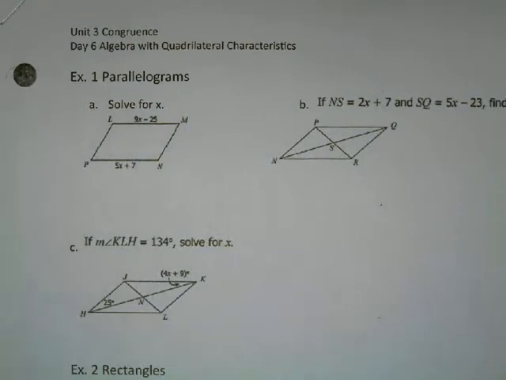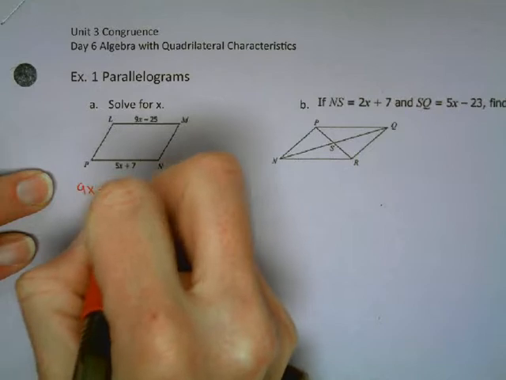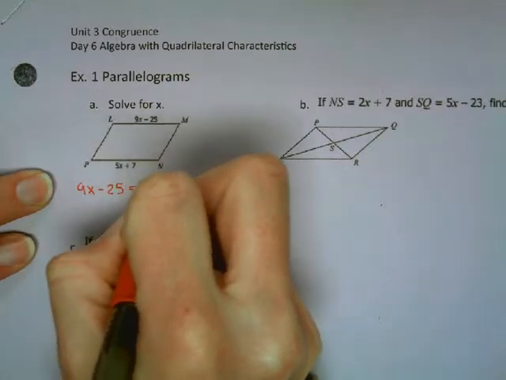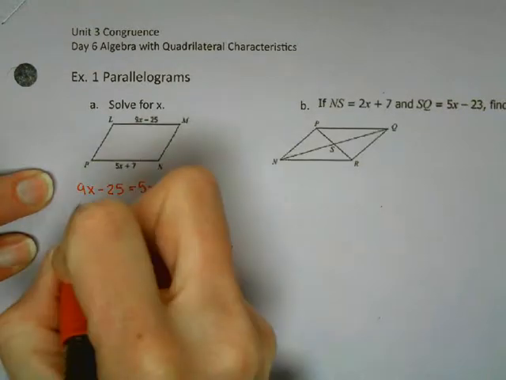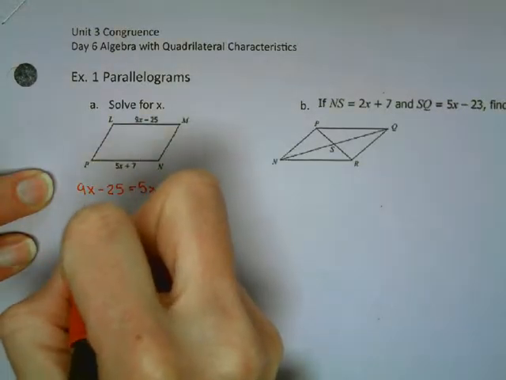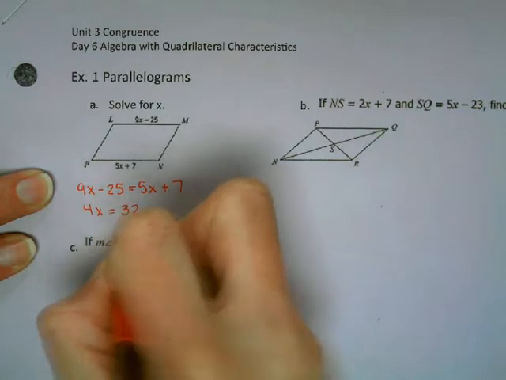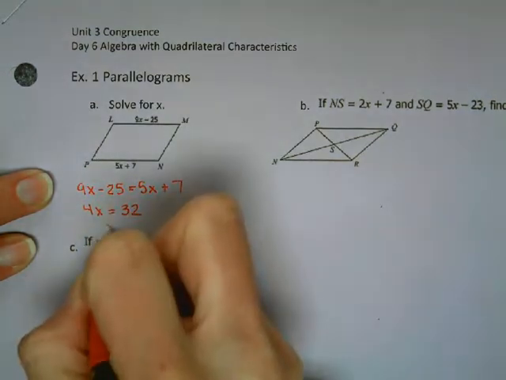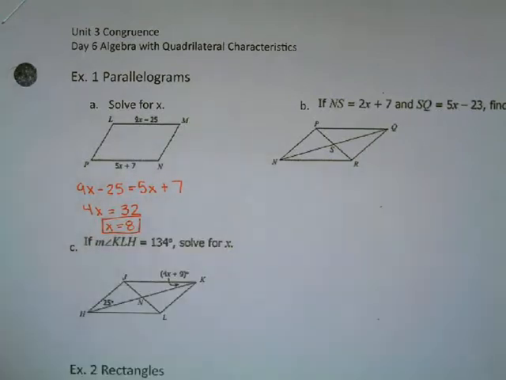So I'm going to do 9x minus 25 equals 5x plus 7, because opposite sides are congruent. Solve for x, it says. So subtract 5x to one side, you get 4x, plus 25 to the other side, you get 32, and then we would divide and get x equals 8. That's all it said, solve for x.